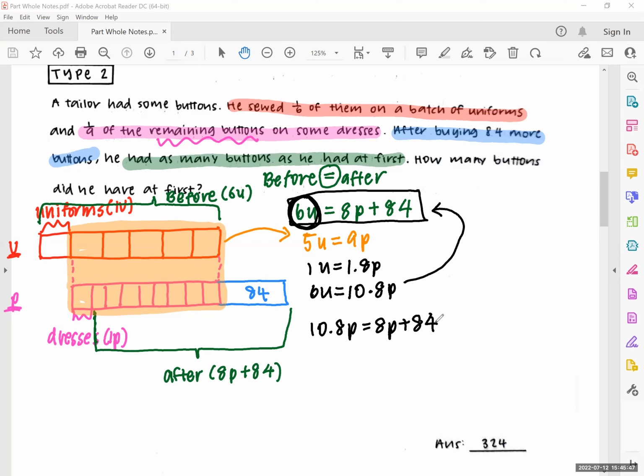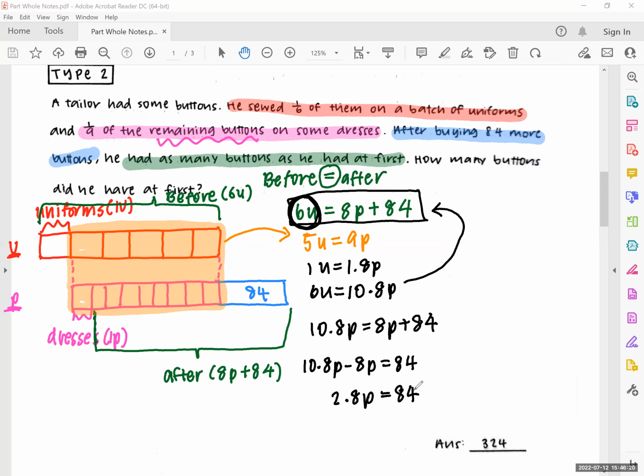Then do you realize it's so much easier to solve now? You put the parts together, right? So what does it become now? It becomes 2.8. How do you get 2.8? 10.8 minus 8. So I know that 2.8 parts is actually equivalent to 84.